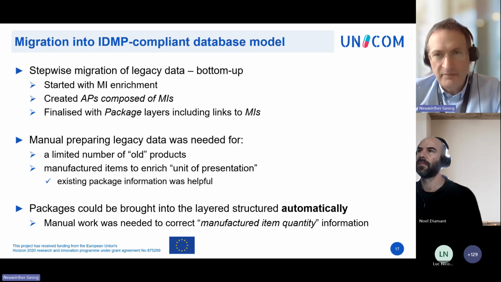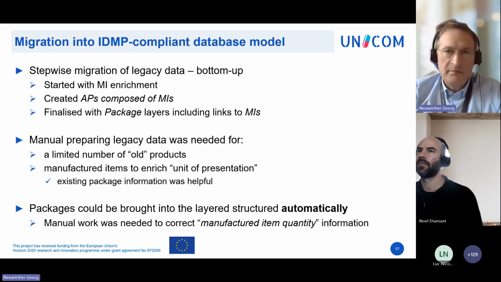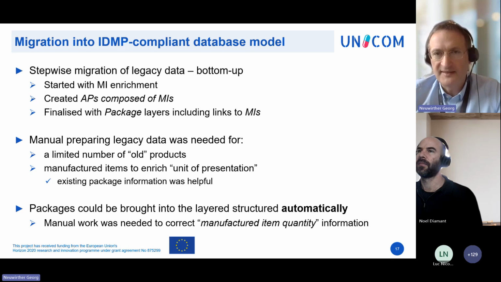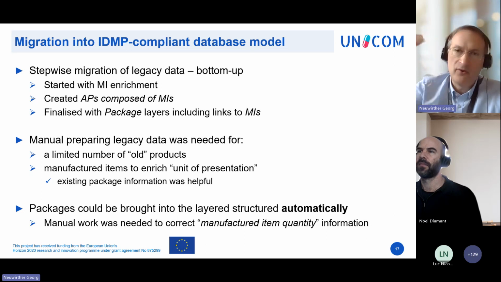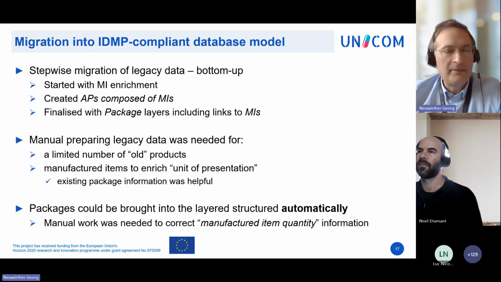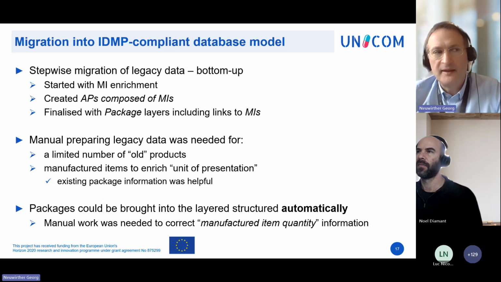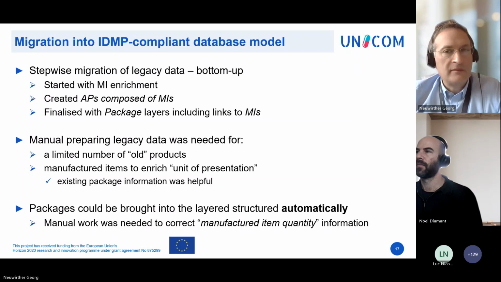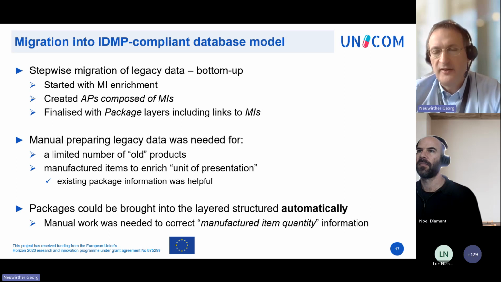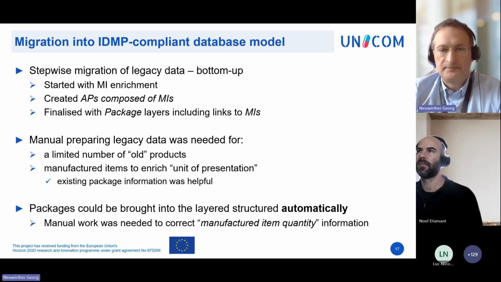The existing package information in our system was very helpful to find out the correct unit of presentation. For the package layer structure, we found a way to do much of this automatically, so we had to have all these layers. But then, of course, some corrections had to be done, and the most effort was needed to correct the manufactured item quantity information. So this was where we invested the most work when we talk about packages.